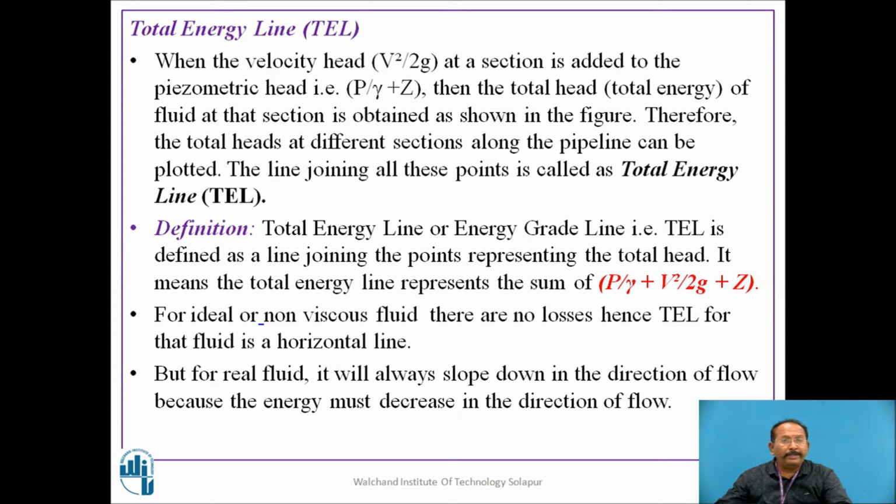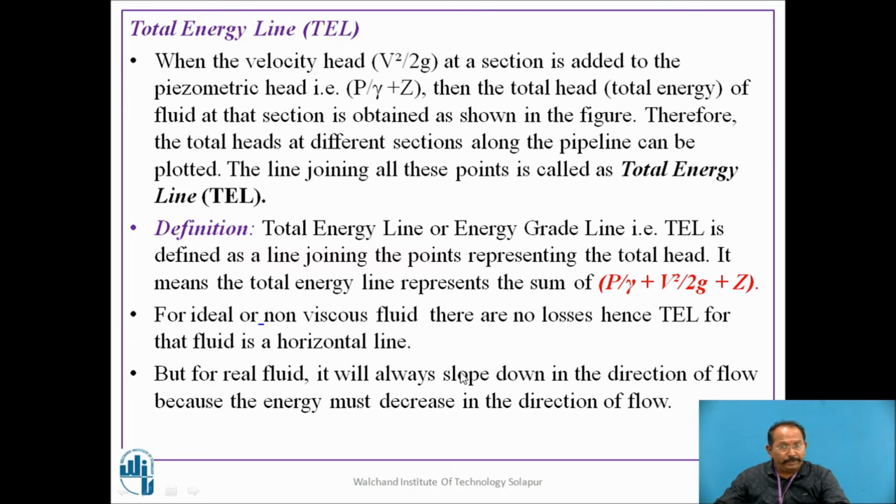Now again, what is the total energy line? When the velocity head at a section is added to the piezometric head, then the total head of fluid at that section is obtained by the equation P by W or P by rho plus V square upon 2g plus Z. Again, we can define the total energy line or energy grade line as the line joining the points representing the total head. For ideal or non-viscous fluid, there are no losses. Hence, the total energy line is a horizontal line itself.